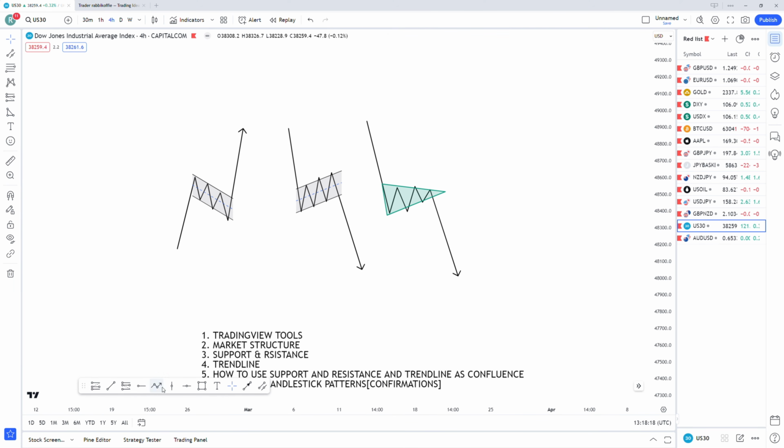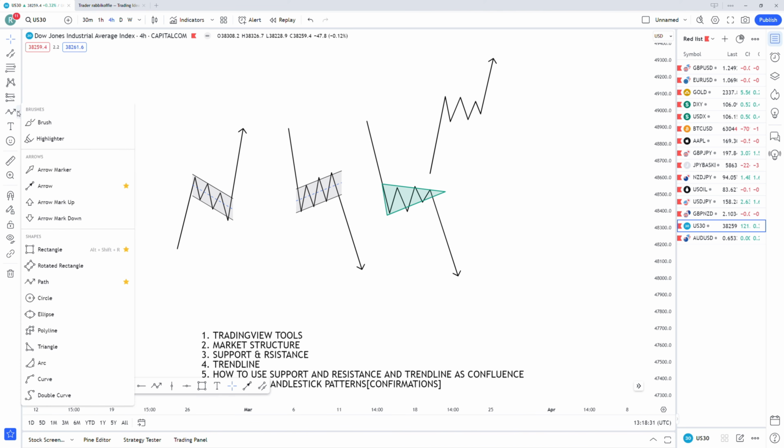And then we have the bullish pennant, when the market goes to the upside and consolidates in a triangular form like this, and then breaks out to the upside. Simple as that, guys.